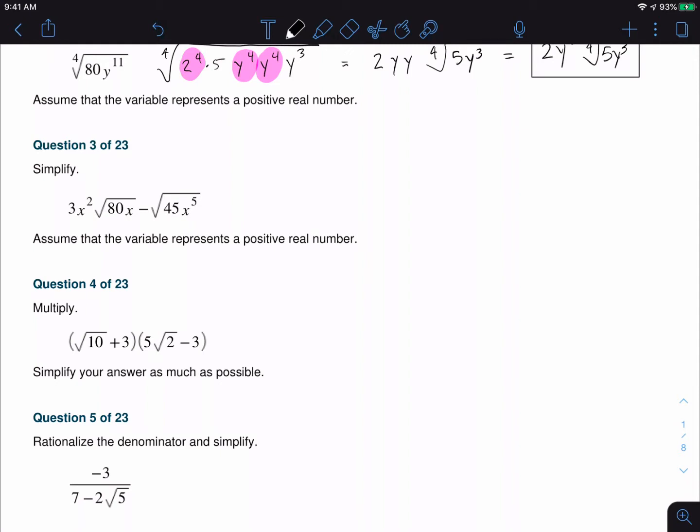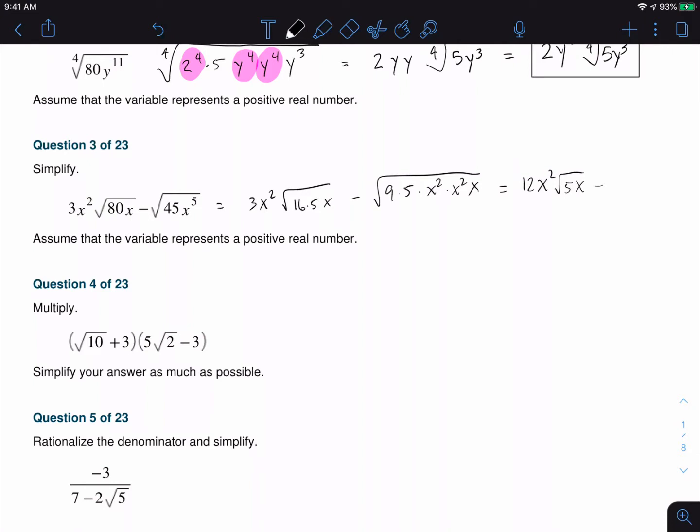So, since we're doing square roots, I'm going to go, all right, 3x squared, and then I'm going to go 16 times 5 times x, minus, I'm going to go 9 times 5 times x squared times x squared times x, and that's under the square root. So then that first one is going to be square root of 16 is 4. So then 3 times 4 is 12x squared, square root of 5x.